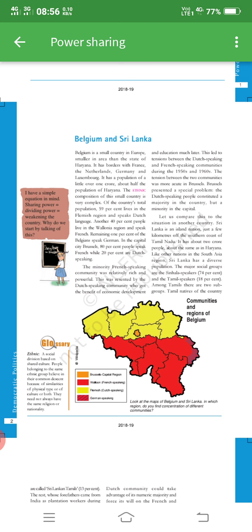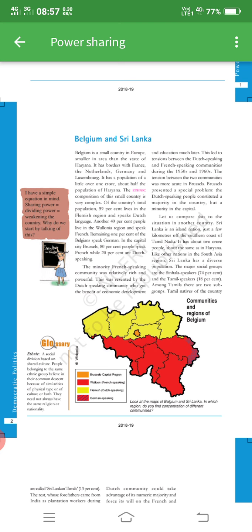The Dutch speaking community got the benefit of economic development, and in education also they got benefit. So they became a little bit more advanced and developed. This led to tension between the Dutch speaking and French speaking communities. As I told you, there was clashing between them, and it increased during the 1950s and 1960s. The tension between the two communities was more acute in Brussels, that means in the capital of the country.